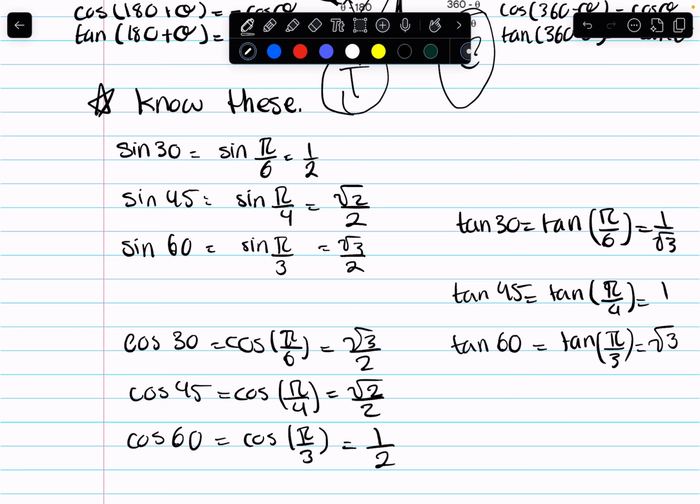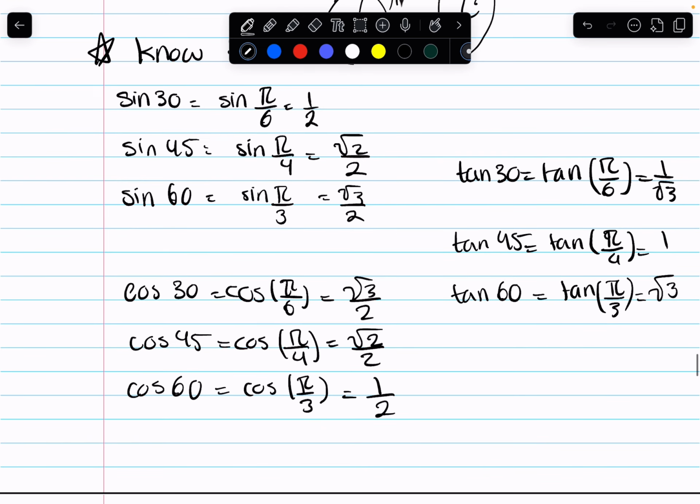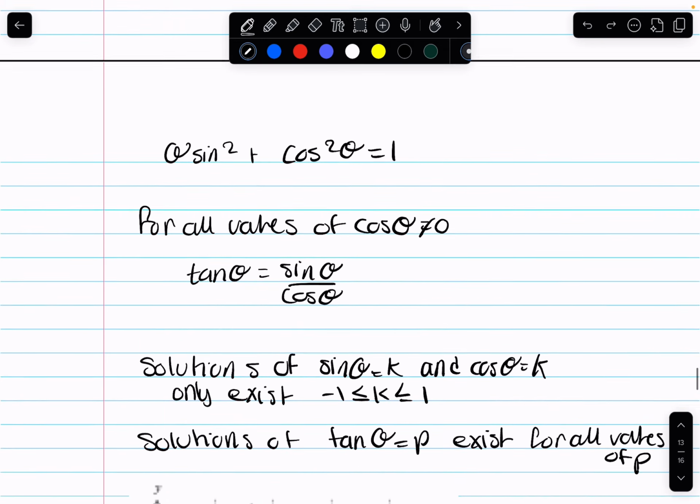Sine 30 is the same as sine pi over 6, which is a half. Sine 45 is radical 2 over 2. Sine 60 is radical 3 over 2. For cos, note that these are the exact opposite. So cos 30 is radical 3 over 2, cos 45 is the same, radical 2 over 2, and then cos 60 is a half. Again, all you have to do is memorize the tangent on one of these to get to the cos. So tangent of 30 is 1 over radical 3, tan of 45 is 1, tan of 60 is radical 3.